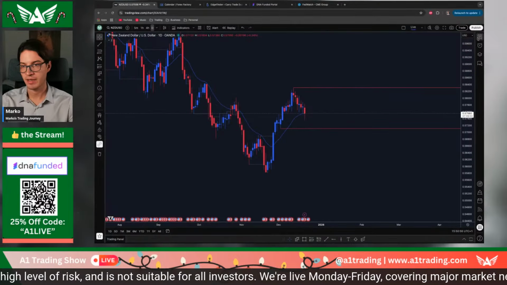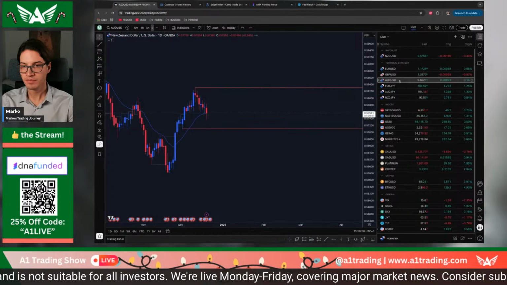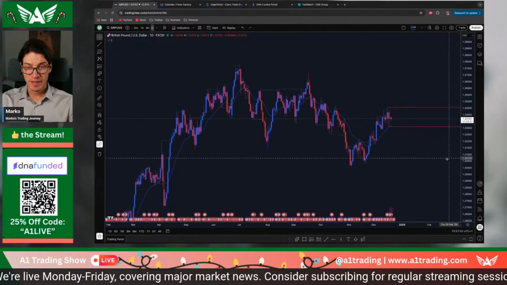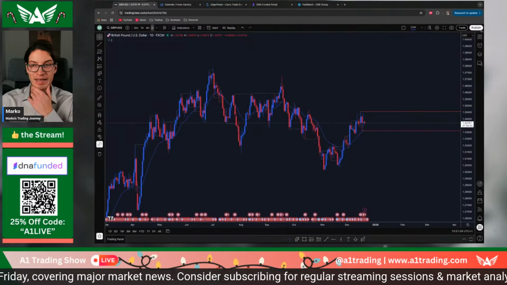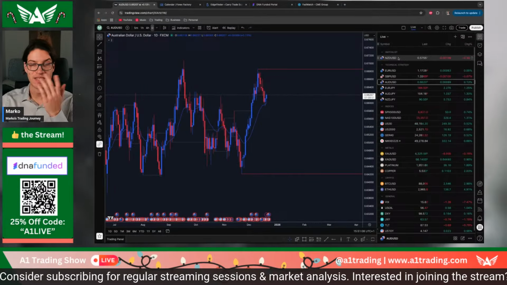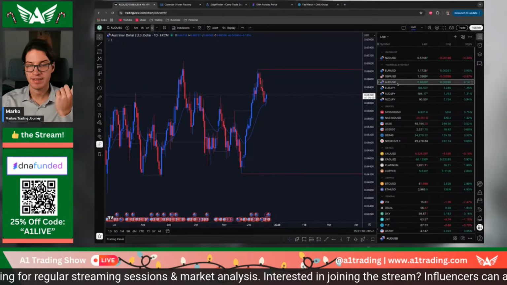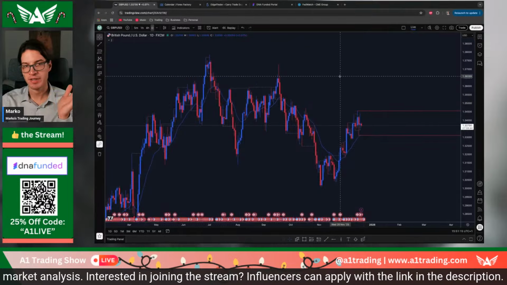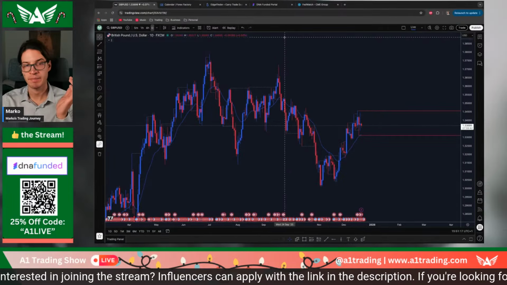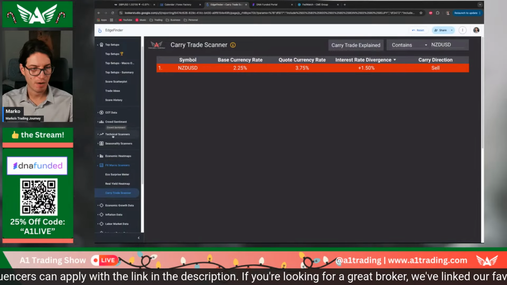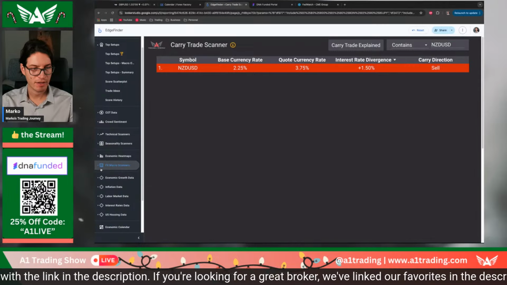For GBPUSD, let's take a look. Not my favorite thing in the world. I like the Aussie dollar more if you want to do something with the dollar. Of course, NZD number one, Aussie dollar would be the second one. GBPUSD, I'm not sure about it. It's a pretty mixed currency as far as the pound goes. It's not super strong.